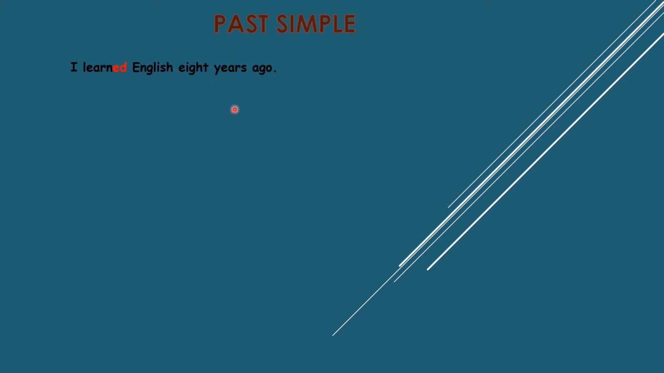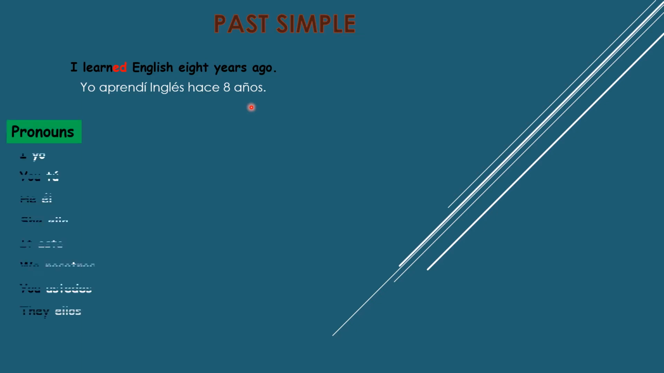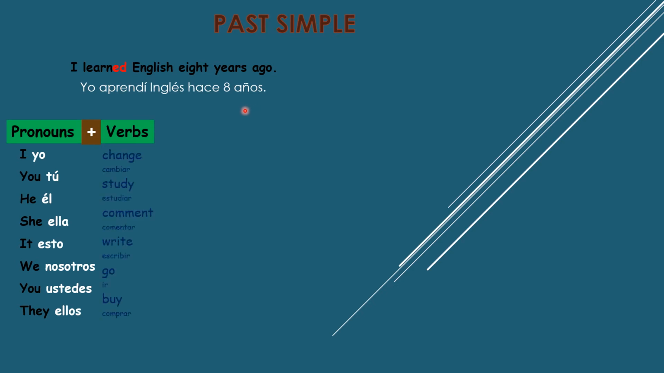I learned English 8 years ago. Yo aprendí inglés hace 8 años. The next is the affirmative sentence. In this case, you write in the first position pronouns. Remember, I, you, he, she, it, we, you, and they, plus the verbs. Now, notice this list. Change, study, comment, write, go, buy. Note aquí esta lista de verbos. ¿Qué notamos? Que está en presente.